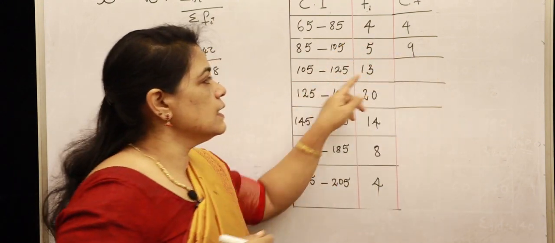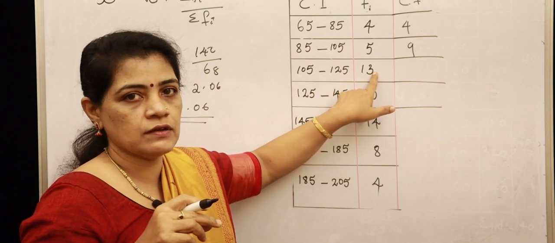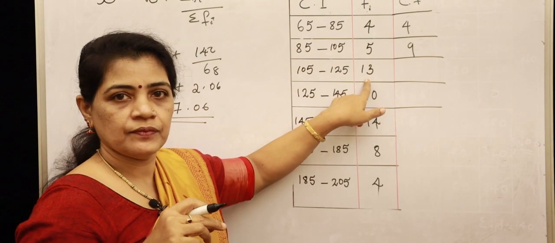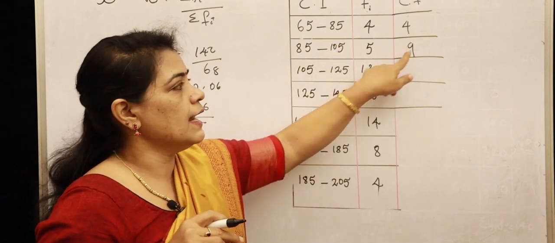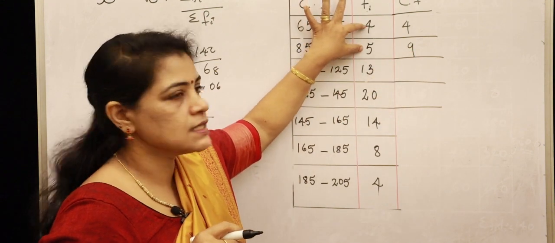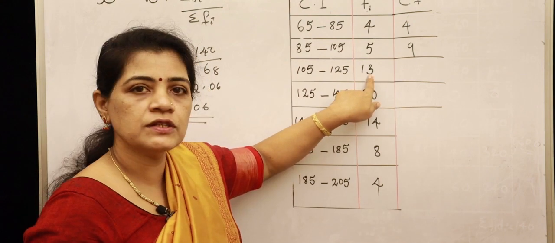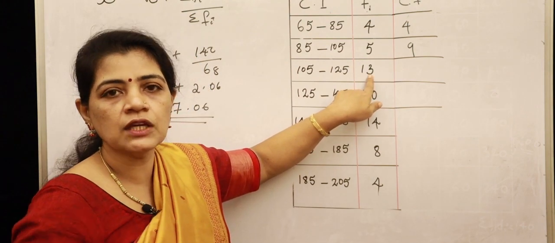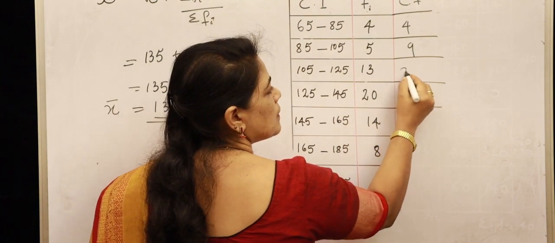And here the cumulative frequency of the third class interval is the sum of the frequencies of these 3. This plus 9. Or you can add like this: already we have seen the sum of these 2, the previous classes is 9, plus the frequency of that class. That will give you the cumulative frequency of that required class, that is 22.